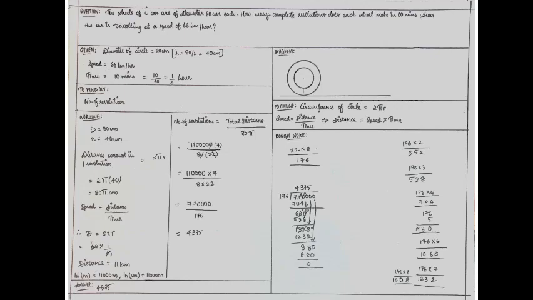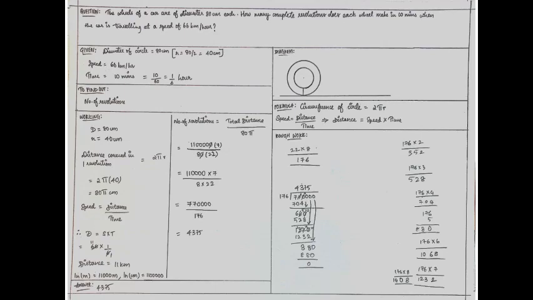Now we are going to convert the kilometer into centimeter. Before converting, we can't directly convert kilometer to centimeter. So first we'll convert kilometer to meter, which will give you 11,000 meter. Now we are going to convert 11,000 meter into centimeter, which will give you 11 lakhs.